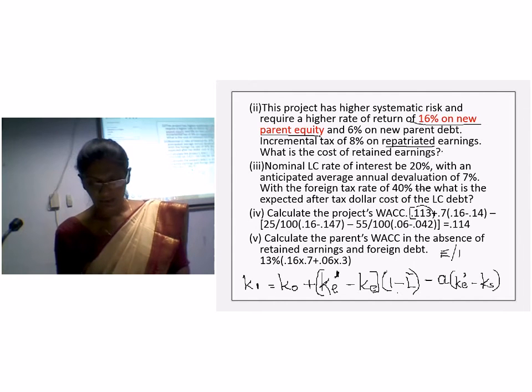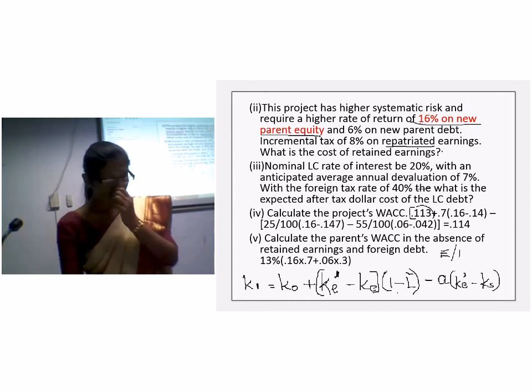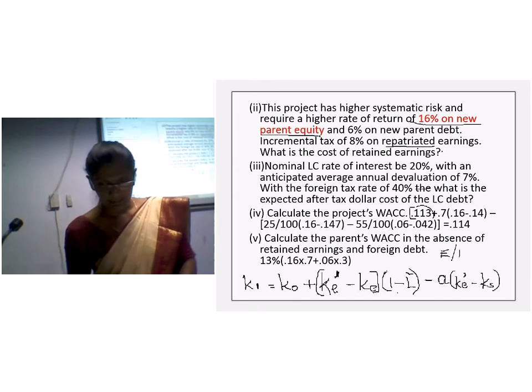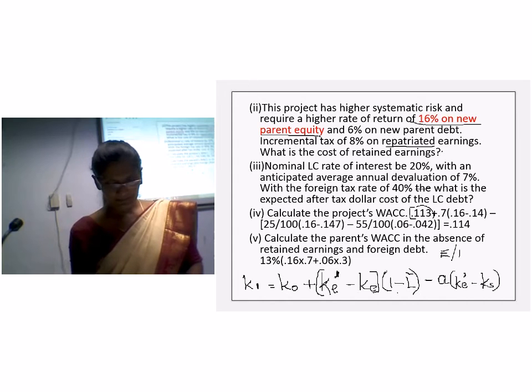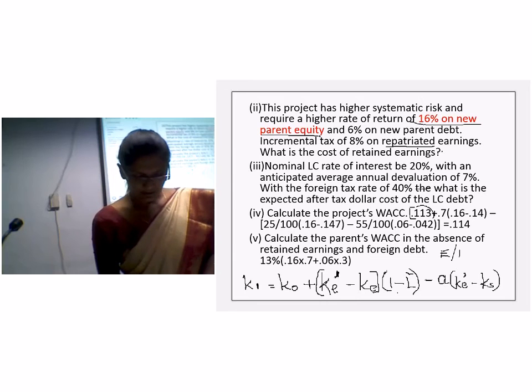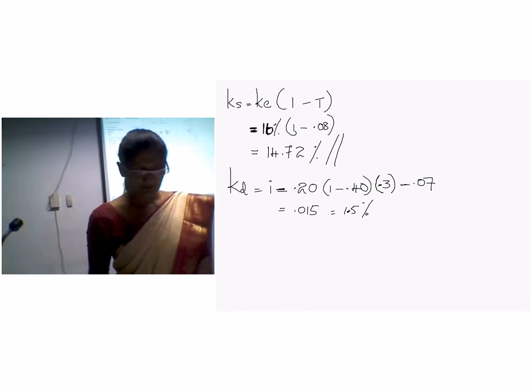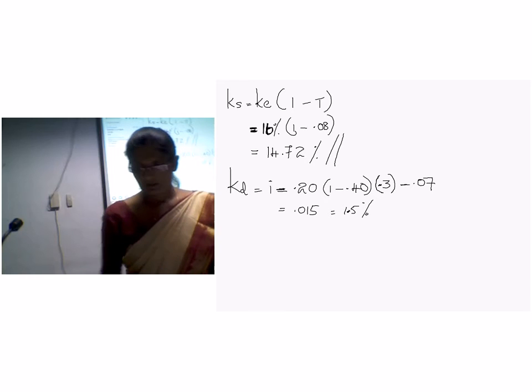What we are doing here? We are calculating the cost of retained earning and multiply that from the weight, the weight for the retained earnings. Right? I will move this actually to the whiteboard. So then it's easy for you to understand and it would be more clear.